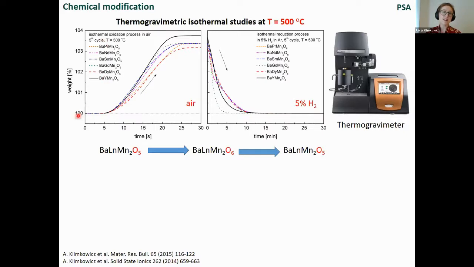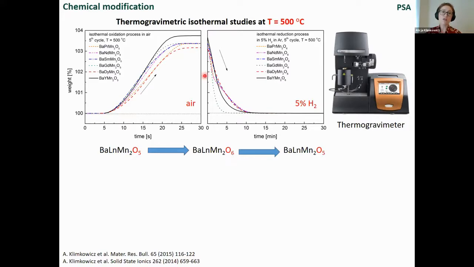So what we can observe here, we start from the reduced material, and then with time in the air atmosphere, the material starts to absorb oxygen, therefore the weight is increasing until the material oxidizes fully, and we've got an oxidized form. You can see that this process is kind of fast. It's on the order of seconds. And we end up with the material with oxygen stoichiometry 06.